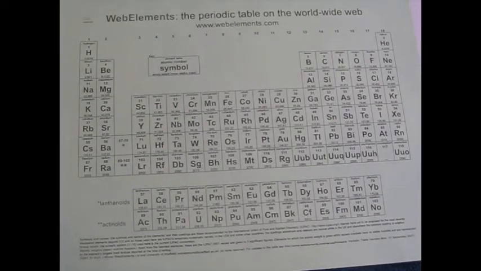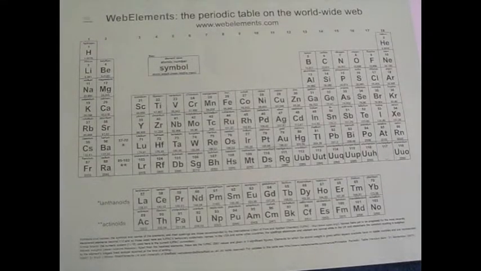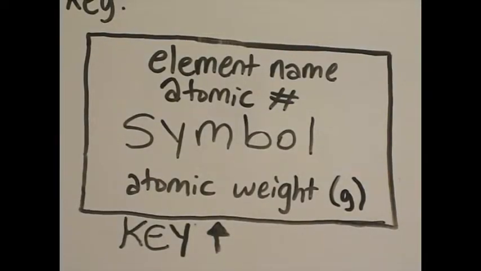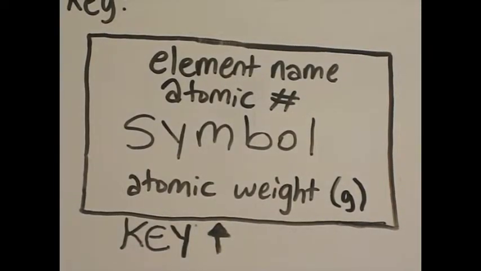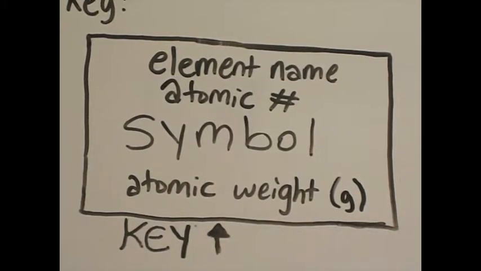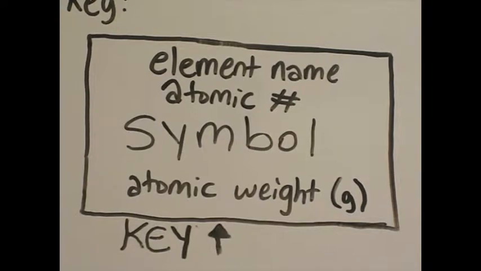Here you can find the different types of elements with their atomic numbers and atomic mass. While doing most problems in chemistry, you will refer here to find the mass of certain elements you need. Here we have a key that shows you where everything is in one box on the periodic table. First is the element name, then the atomic number, next the symbol, and finally the atomic mass or weight, which is always measured in grams.